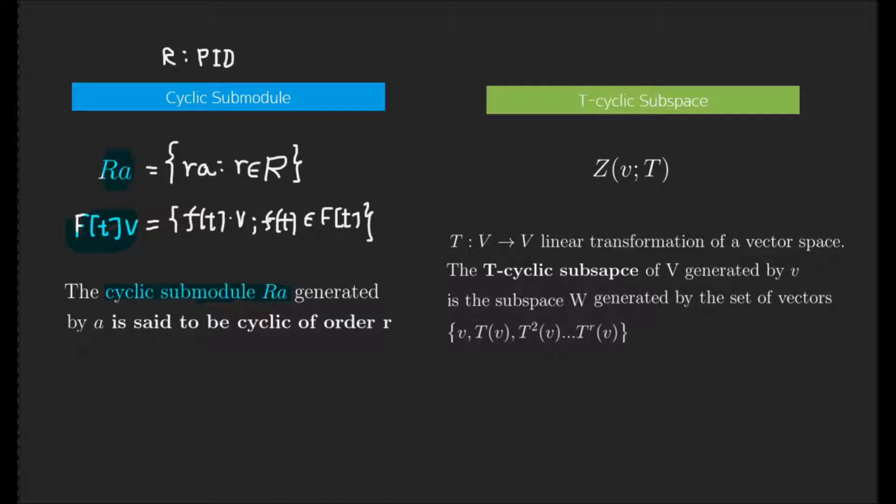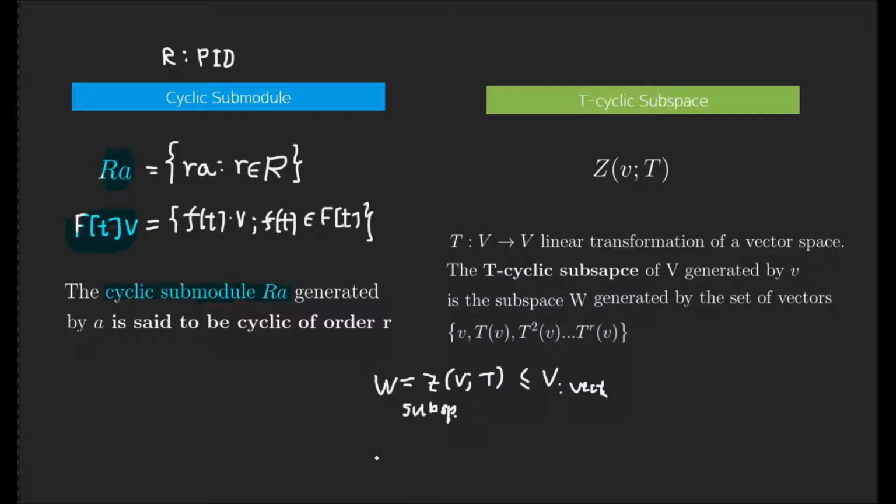When you consider this idea in the T-cyclic submodule, let's consider Z(V;T). Z(V;T) is a subspace of the vector space V. So this is the subspace, and this is the vector space. This T-cyclic subspace means the basis V, TV, T squared V, ..., T^r V generates W.